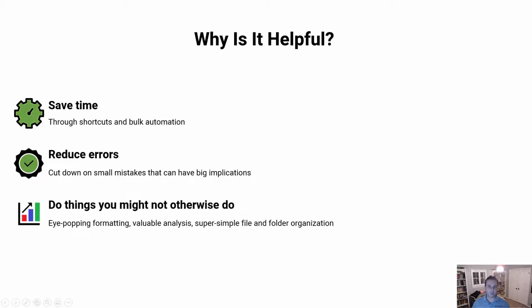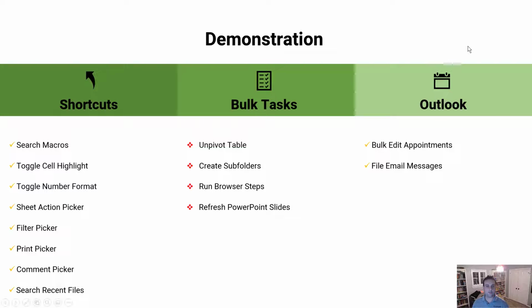And lastly, when you have software, it gives you options to do things that you might not otherwise have thought of. So some examples here are really making professional formatting, doing some valuable analysis that might have been tougher otherwise, and really keeping things organized so that you can be very consistent and deliberate in what you do. Now we're going to do a quick demonstration and just a walkthrough of what's going on here.